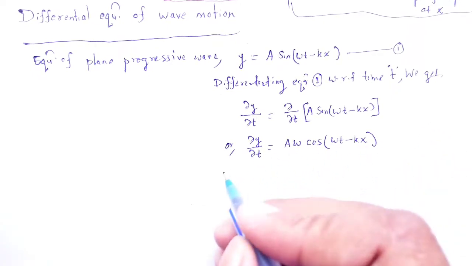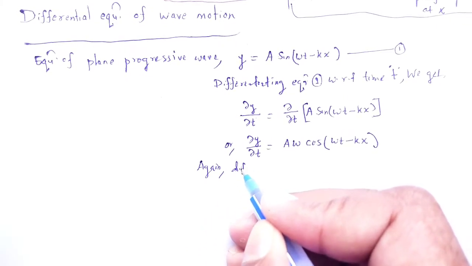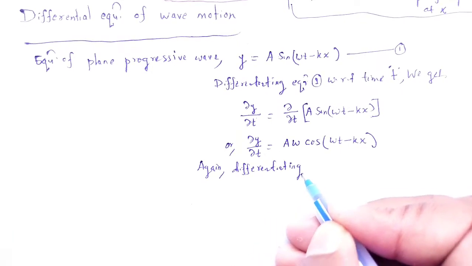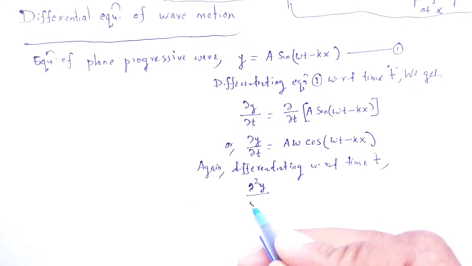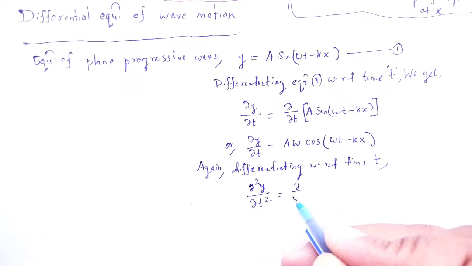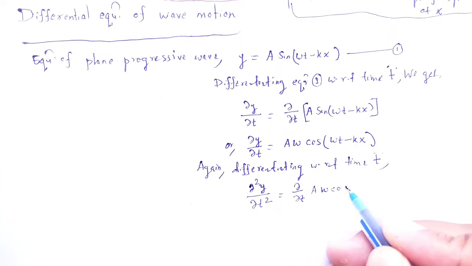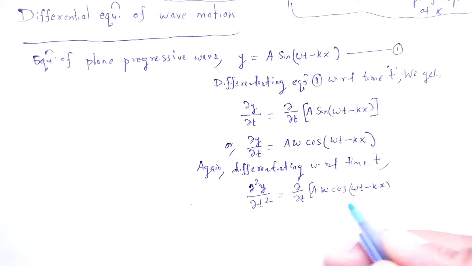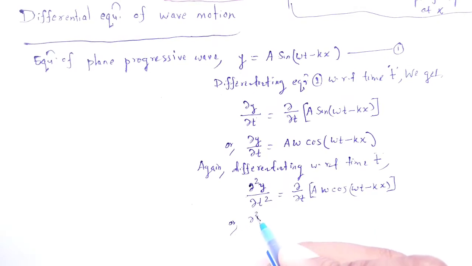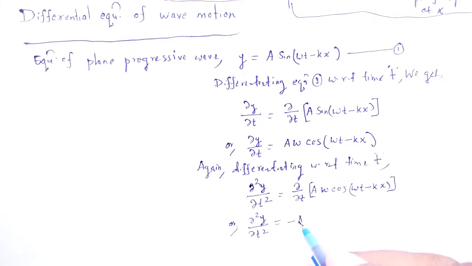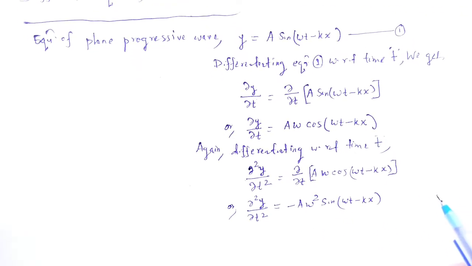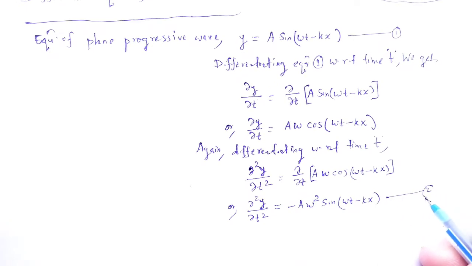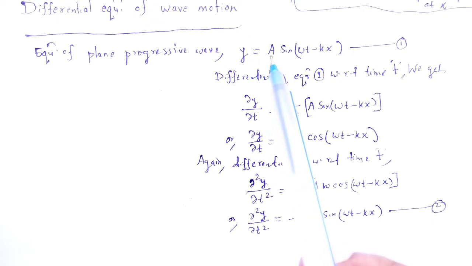Again differentiating with respect to time t, del square y by del t square is equal to del by del t of a omega cos(omega t minus kx), or del square y by del t square is equal to minus a omega square sin(omega t minus kx). Let it be taken as equation number 2.